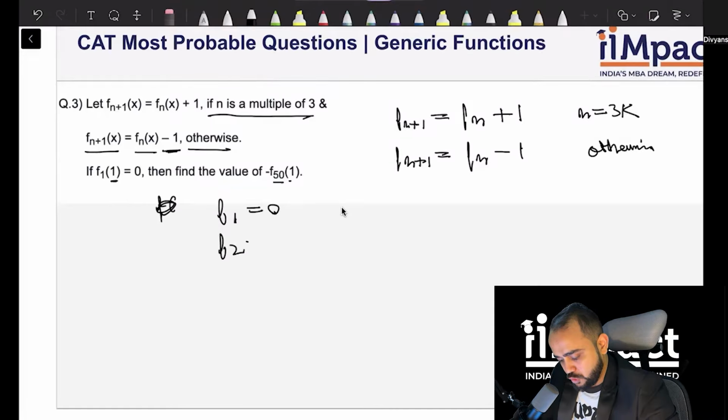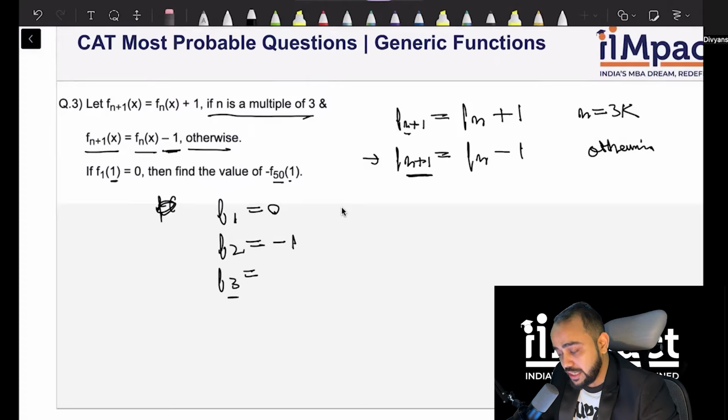f2 is going to be, if I put n is equal to 1 here, I will have to follow this definition, right? Because 1 is not a multiple of 3. So f of 2 is going to be f of 1 minus 1, which is 0 minus 1, which is minus 1. F of 3 is going to be again, now this is where some confusion can happen. I am finding n plus 1. So 3 is n plus 1, which means n is 2. N is not 3. N plus 1 is 3. So n is 2, which means I will have to again follow this definition. So I'll get f of 3 is equal to f of 2 minus 1, which is minus 1, that is minus 2.